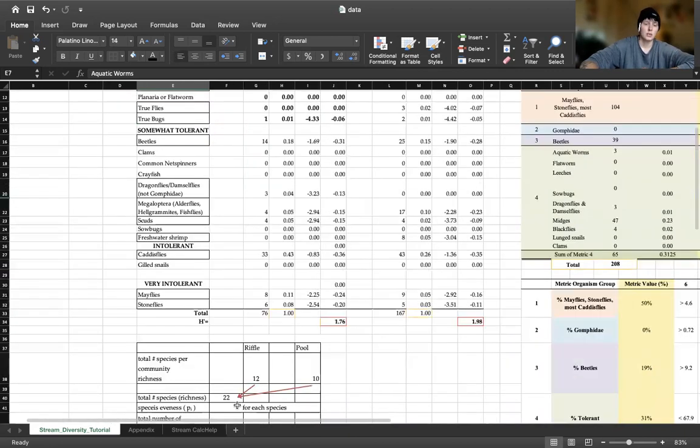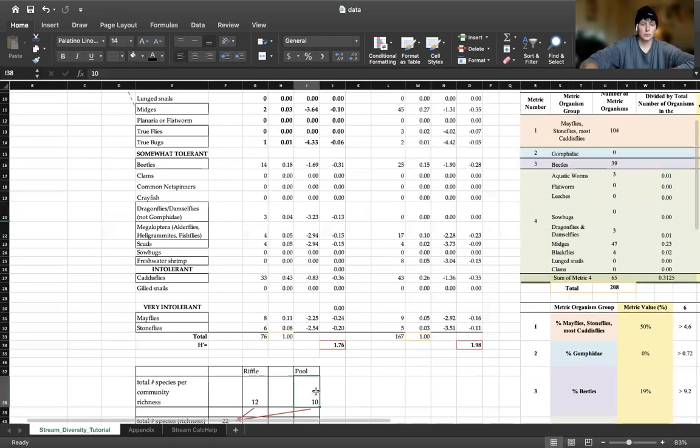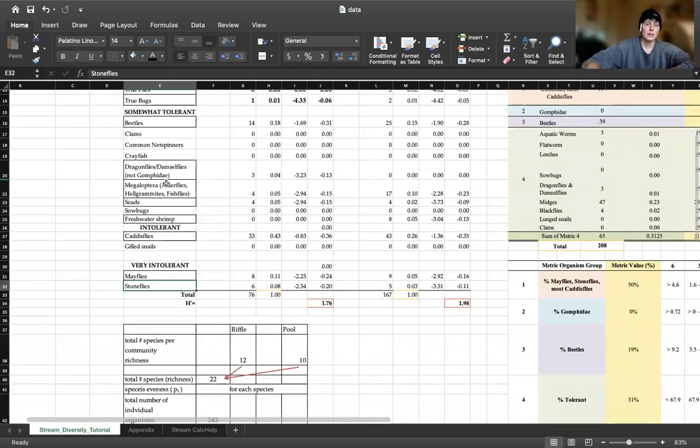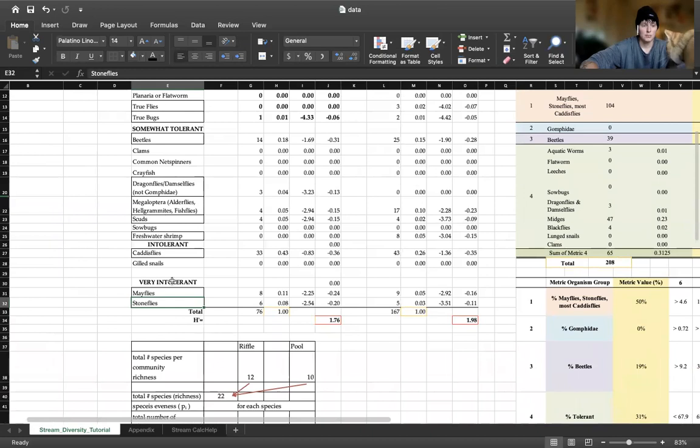So for the riffle, it was, well, we're looking at pool. So for the pool, it was 10. So it was 1, 2, 3, 4, 5, 6, 7, 8, 9, and 10. Miscounted somewhere. But you get the idea. You just count them, not how many times each species occurred.